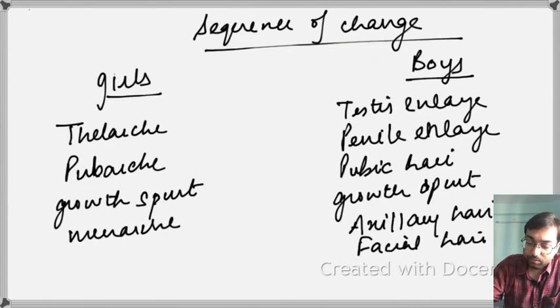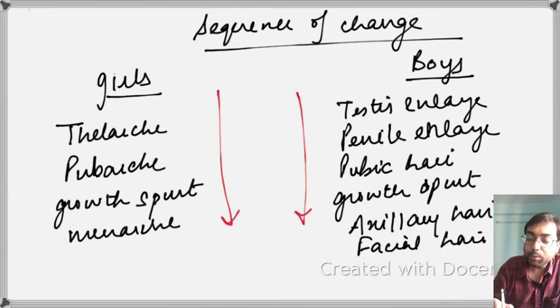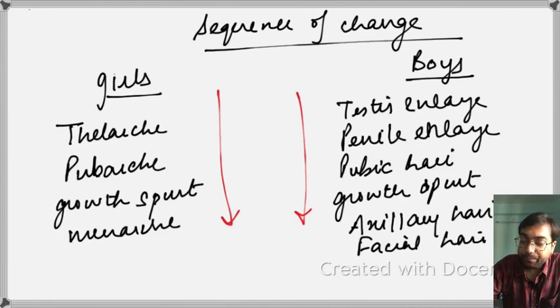Now the sequence of change. This is very easy and many times it is asked in the exam. In girls it is thelarche, pubarche, growth spurt, and menarche. Thelarche is the endocrine change which happens in the breast, and the breast gets developed. Then pubarche is the pubic hair growth, then there's a growth spurt, and after that there's menarche, the menses. In boys it is testicular enlargement, then penile enlargement, then pubic hair growth, then growth spurt, then axillary hair growth and facial hair growth. It is just going from down to above.